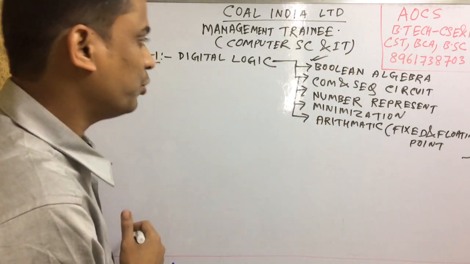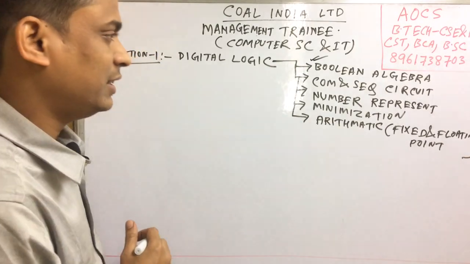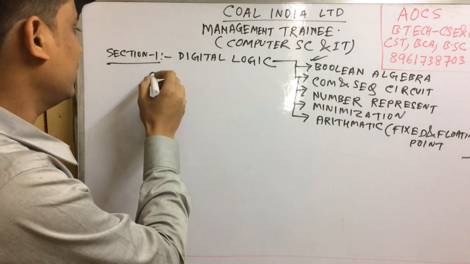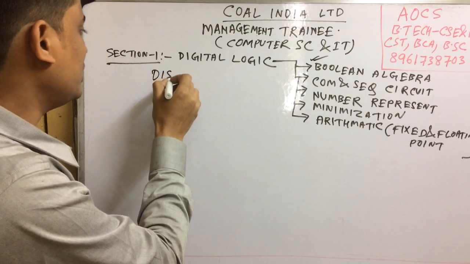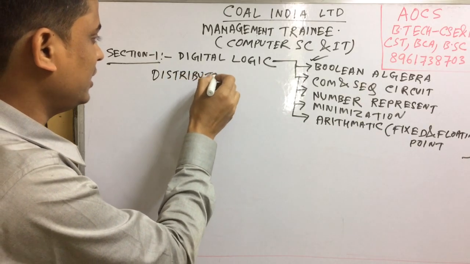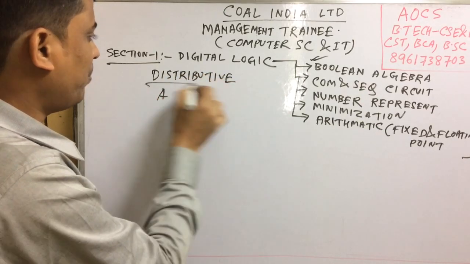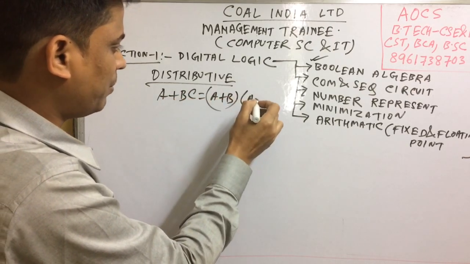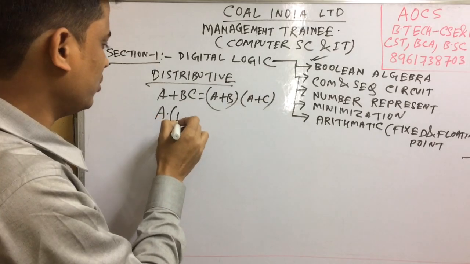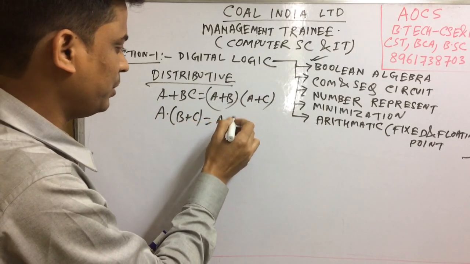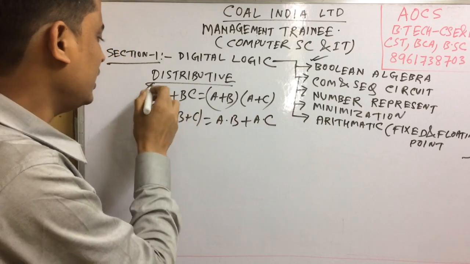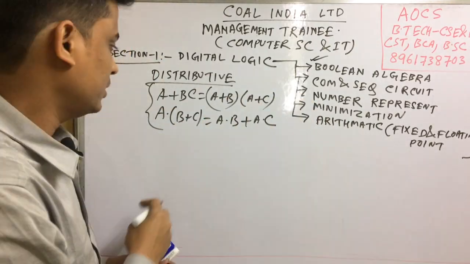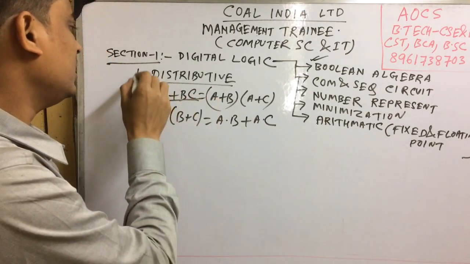You must know the different laws of Boolean algebra. At first, distributive law: A plus B into C is equal to A plus B into A plus C, and another, A into B plus C is equal to A into B plus A into C. This law is very important for the minimization purpose. This is the distributive law.